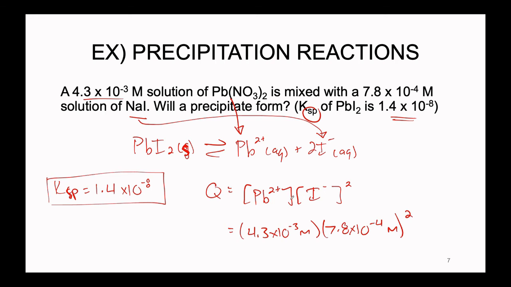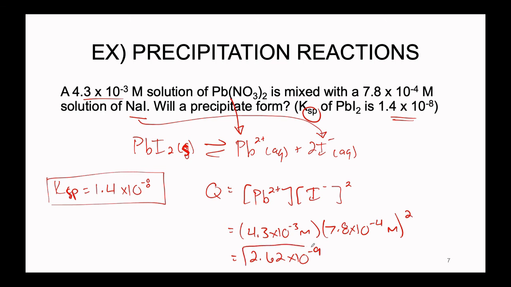And this is going to give us a reaction quotient that gives us information about the initial conditions relative to our equilibrium expression and our equilibrium constant. So the calculation of 4.3 times 10 to the negative third and 7.8 times 10 to the negative 4 squared gives us 2.62 times 10 to the negative 9.